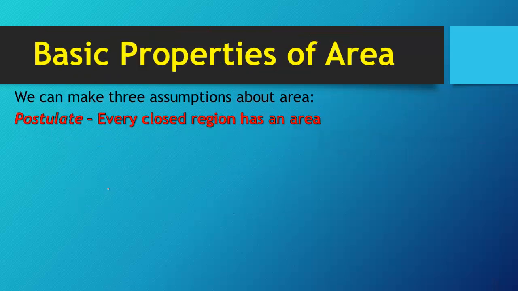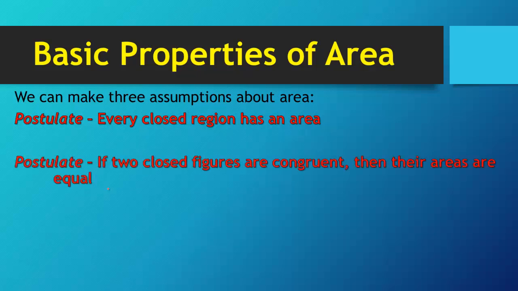All right, so let's start with some basic properties of area. We can make three assumptions about area. Postulate here, every closed region has an area. So if it's enclosed like a rectangle, circle, triangle, doesn't matter what the shape is, it has an area. Okay, another postulate, if two closed figures are congruent, then their areas are equal. That makes sense, right? If I have two triangles that are congruent, meaning they have the same side measures, angle measures, whatnot, then their areas should be equal as well.